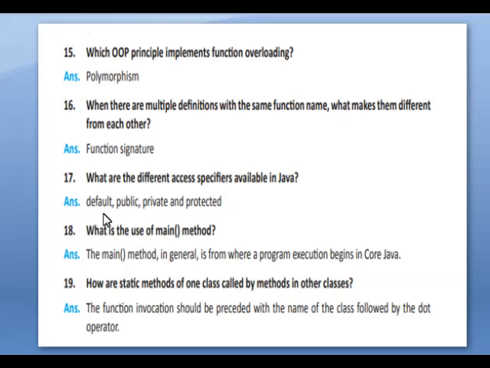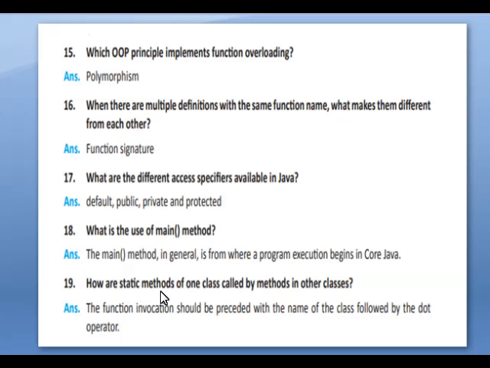What are the different access specifiers available in Java? The access specifiers are default, public, private, and protected. What is the use of the main method? The main method in general is where a program execution begins in core Java.